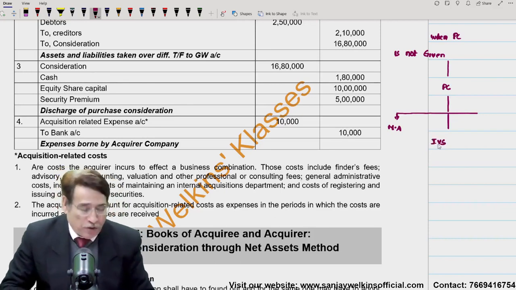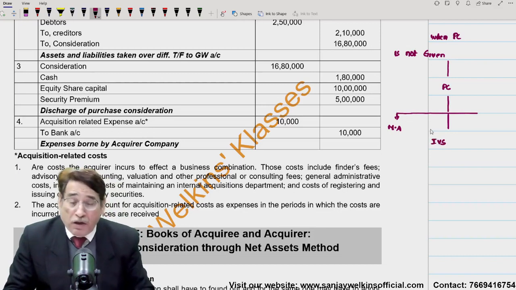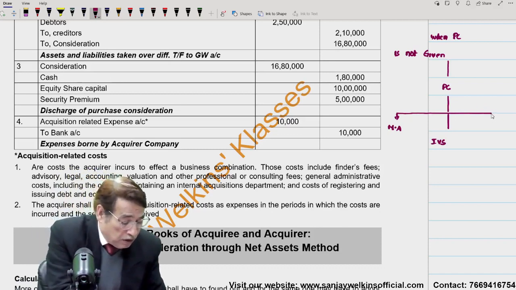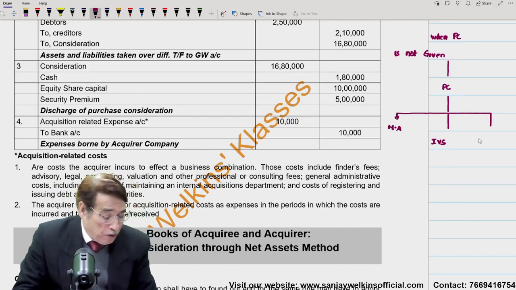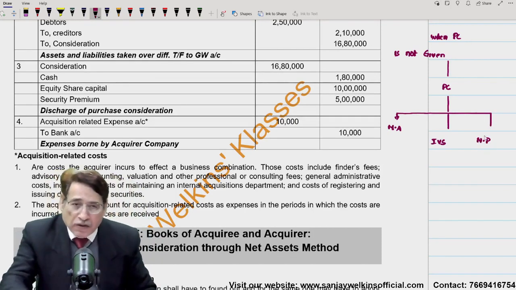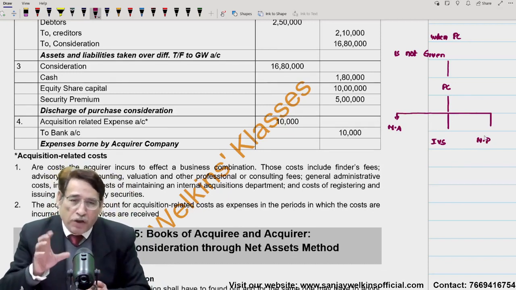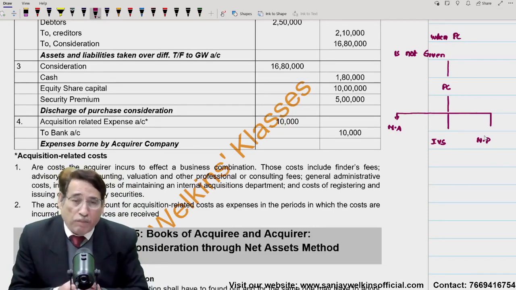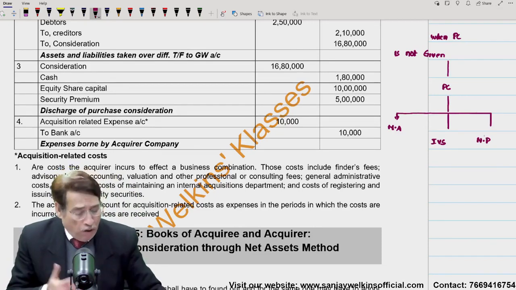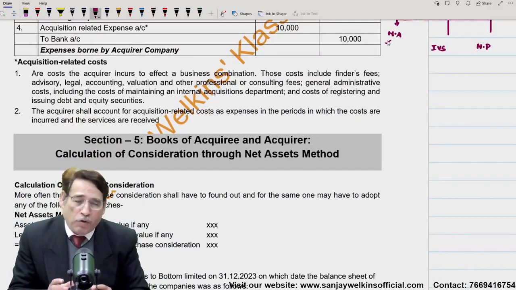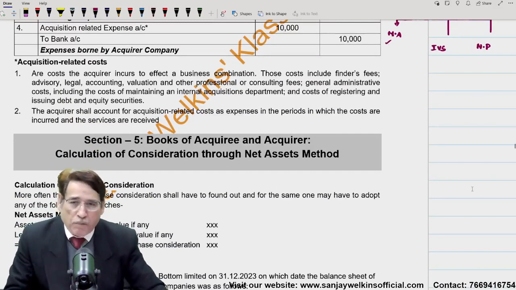Later on, when we discuss the IVS method, I will tell you that it is just an extended variation of the net assets method. Besides that, we have yet another method to compute the purchase consideration, known as the net payment method. I am simply writing NP, net payment method. So three methods have been given, and in the light of the question, we shall have to find out which method to apply to solve the question. First of all, we are going to take up the net assets method, and I will let you know through this question how the purchase consideration is computed under it.